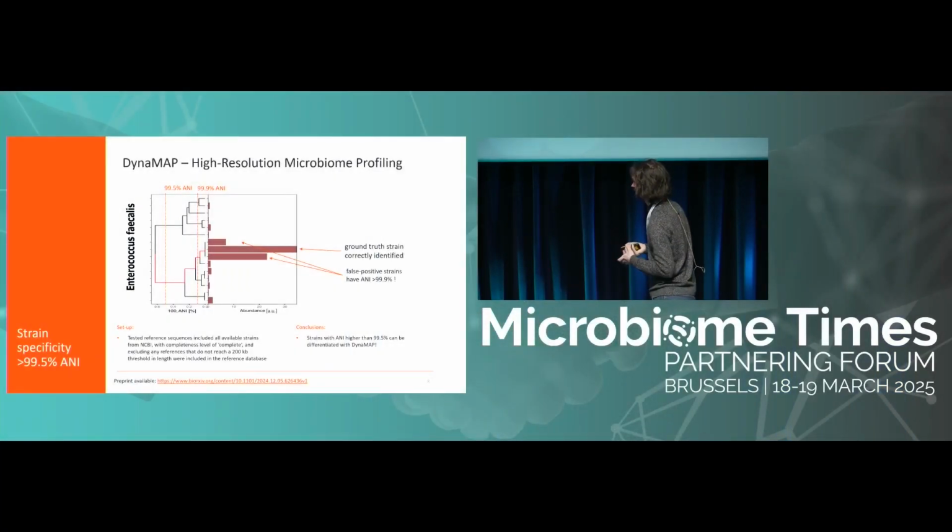Now, the important question is, what average nucleotide identity do they have with the ground truth? And what we find, that's what this tree graph shows, is that their ANI is higher than 99.9%. So that, of course, brings us really into the strain resolution case. What's more, even the low abundant false positives have an ANI that is higher than 99.5%. So we can confidently say here that strains with an ANI higher than 99.5% can be differentiated with DynaMAP.